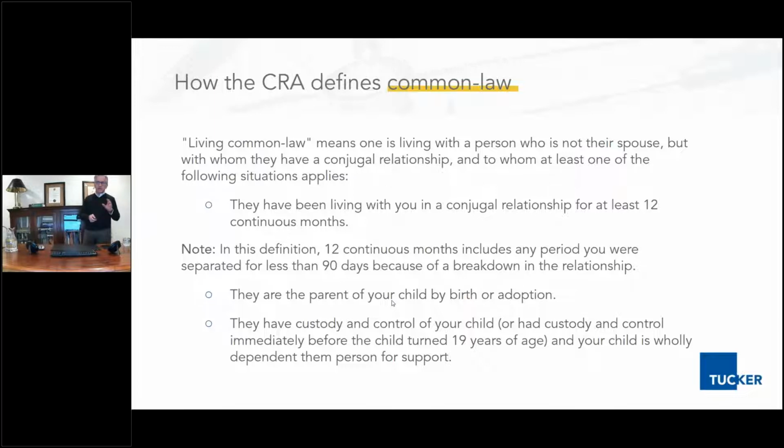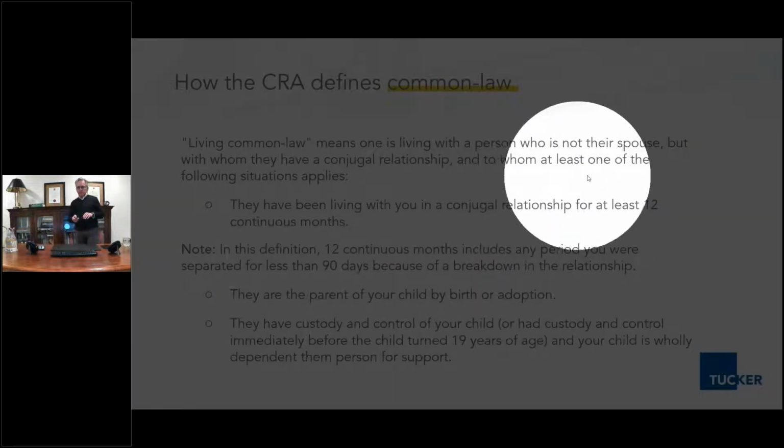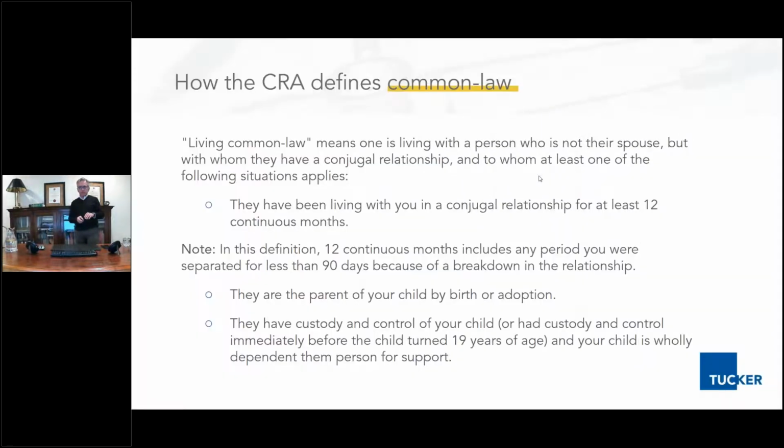Living common law means one is living with a person who is not their spouse, but with whom they have a conjugal relationship and to whom at least one of the following situations applies. They've been living with you in a conjugal relationship for at least 12 continuous months, and there's a note about what that means. They're the parent of your child, and remember, this is at least one. So it just has to be at least one of these conditions to meet the definition of living common law.